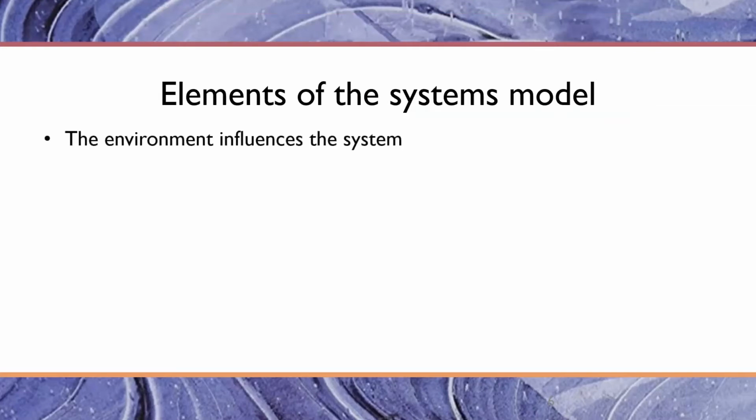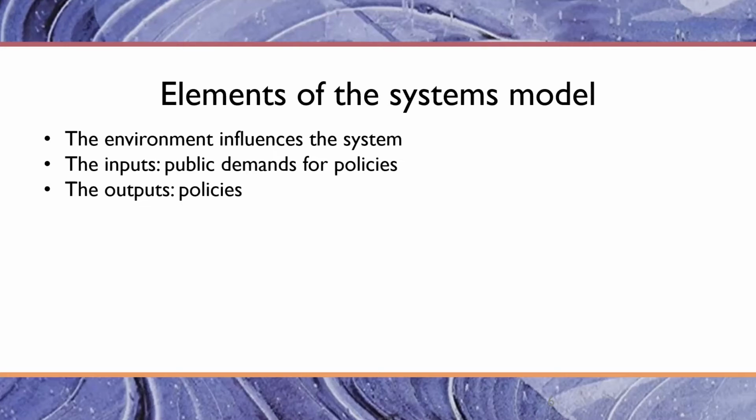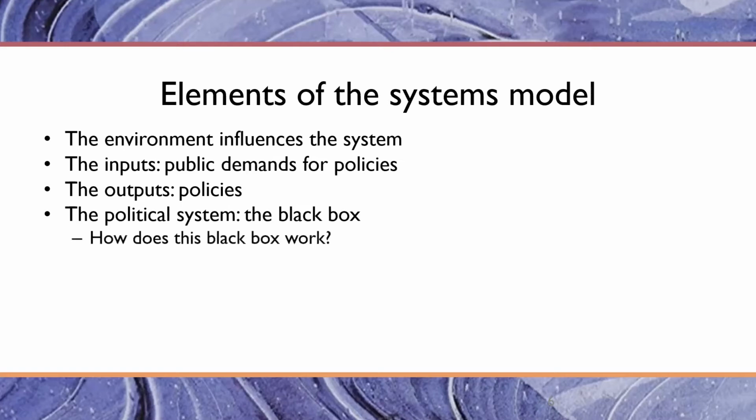As I said before, the environment influences the system. The inputs in broad terms are public demands for policies, and the outputs are public policies themselves. The political system is the black box, as we said before, and the question that we're concerned with is, how does the black box work? This is the essential question of policy studies, and this is what a lot of our models of the policy process attempt to explain.